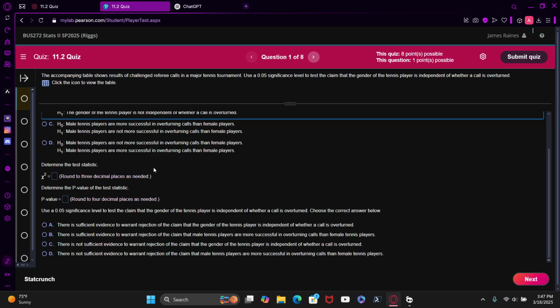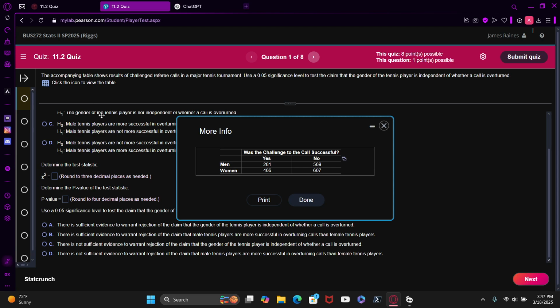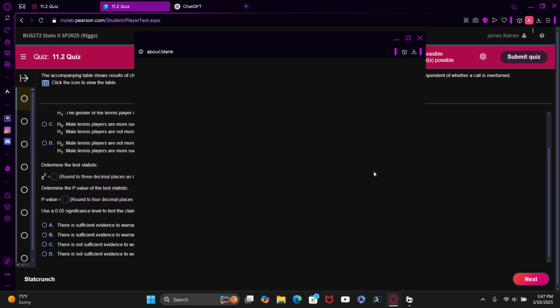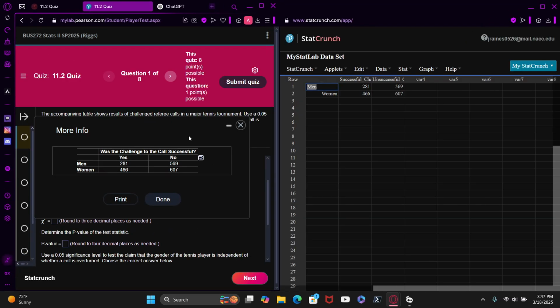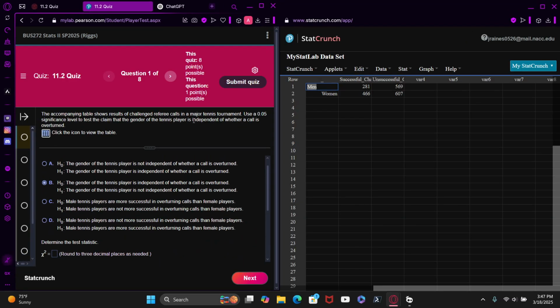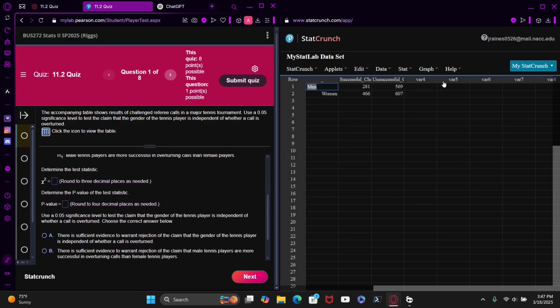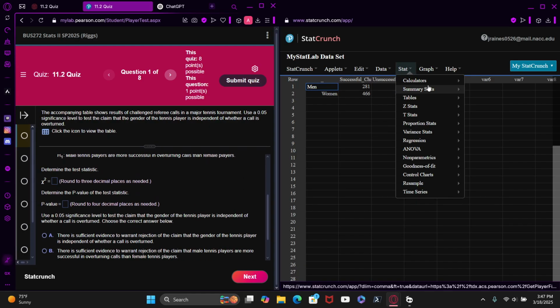Okay. Now what you're gonna do? Determine the test statistic. Click here. Hopefully, if you're using Pearson, you have StatCrunch. If you don't have StatCrunch, I'd buy it. It is worth it. Open it up in StatCrunch. You go to Stat, go to Tables, Contingency, with summary.